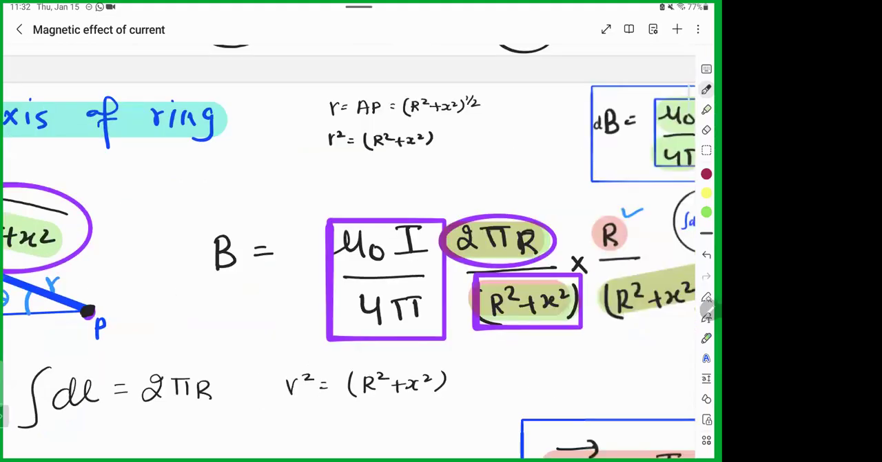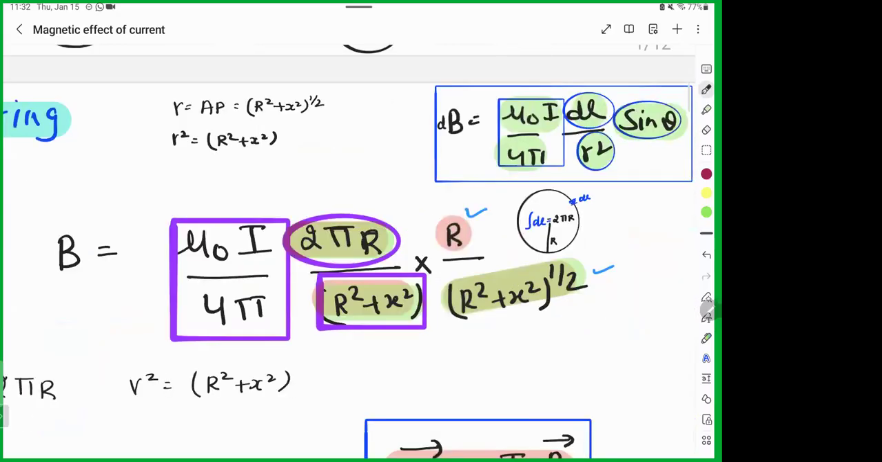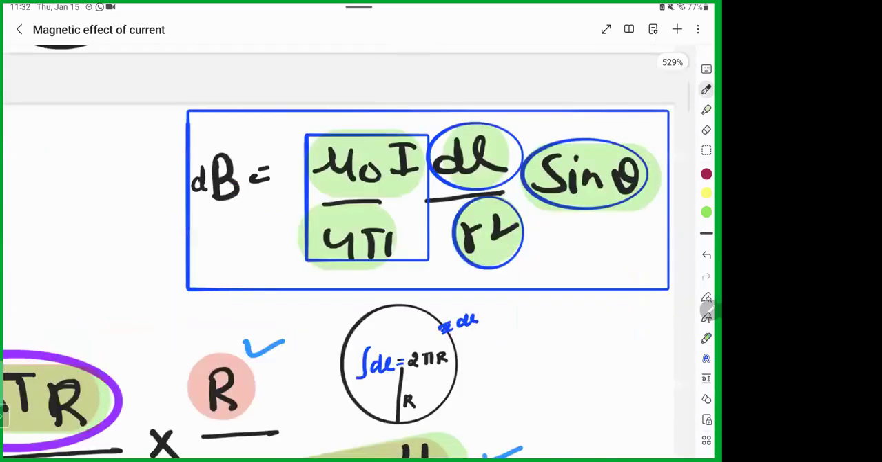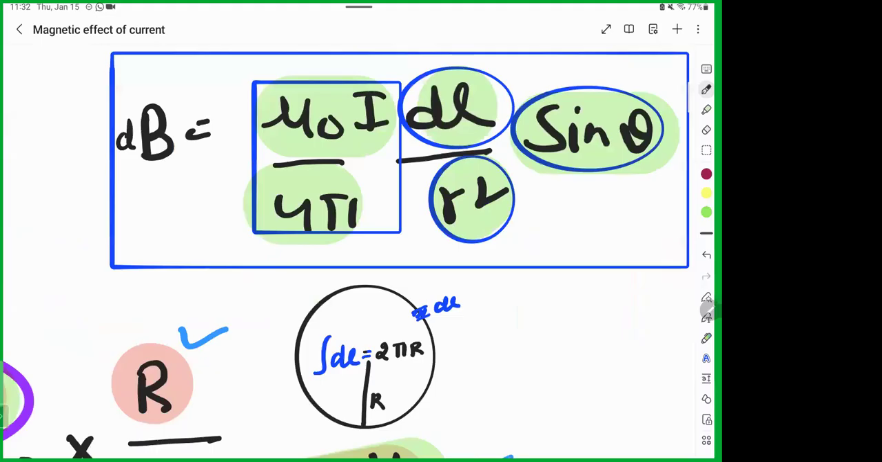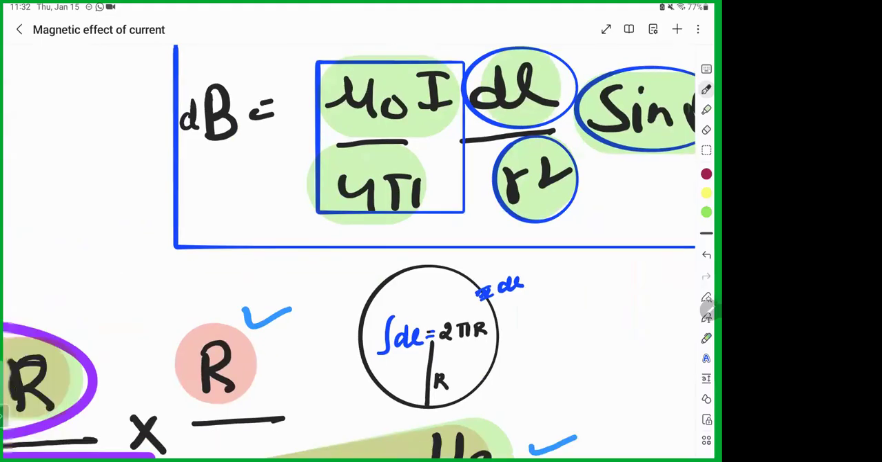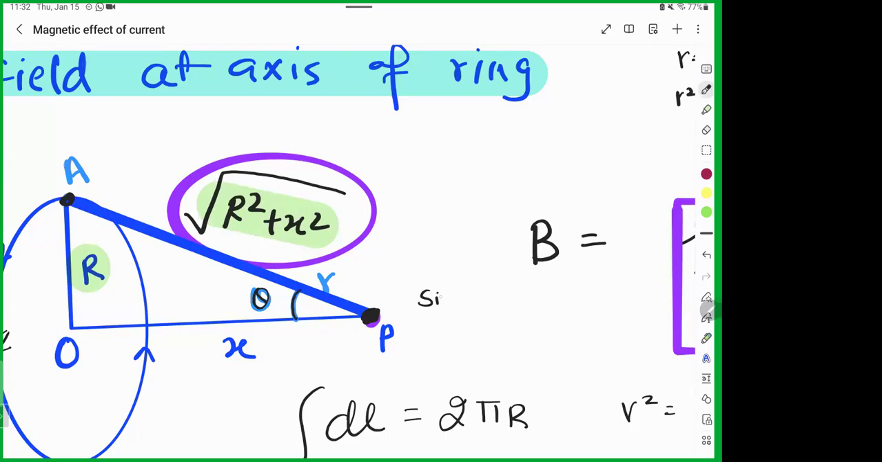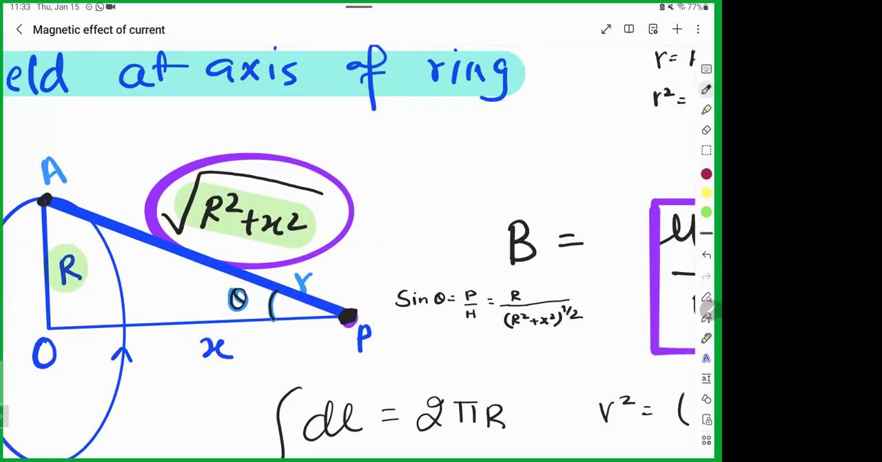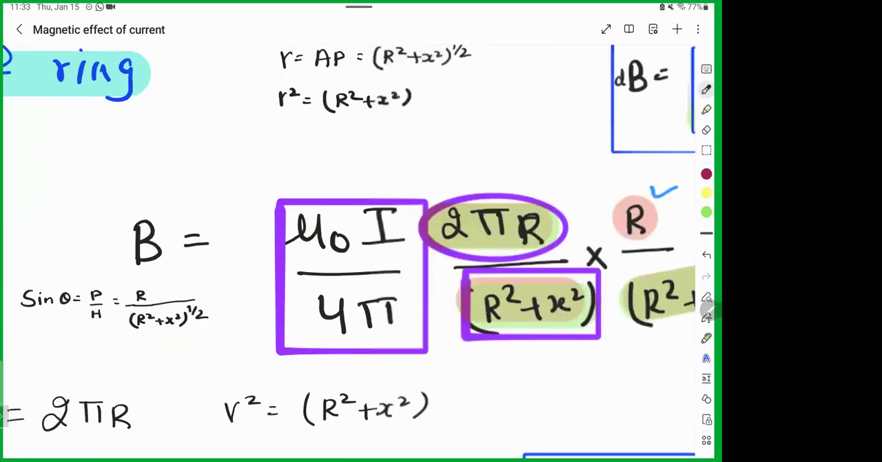And in the formula we had sine theta also. So how to calculate sine theta in this case? If this is the theta, your sine theta is equal to perpendicular upon hypotenuse. Perpendicular is r and your hypotenuse is the whole square root of r square plus x square. Yes or no? Barinder, I wrote something here. Ask your question.